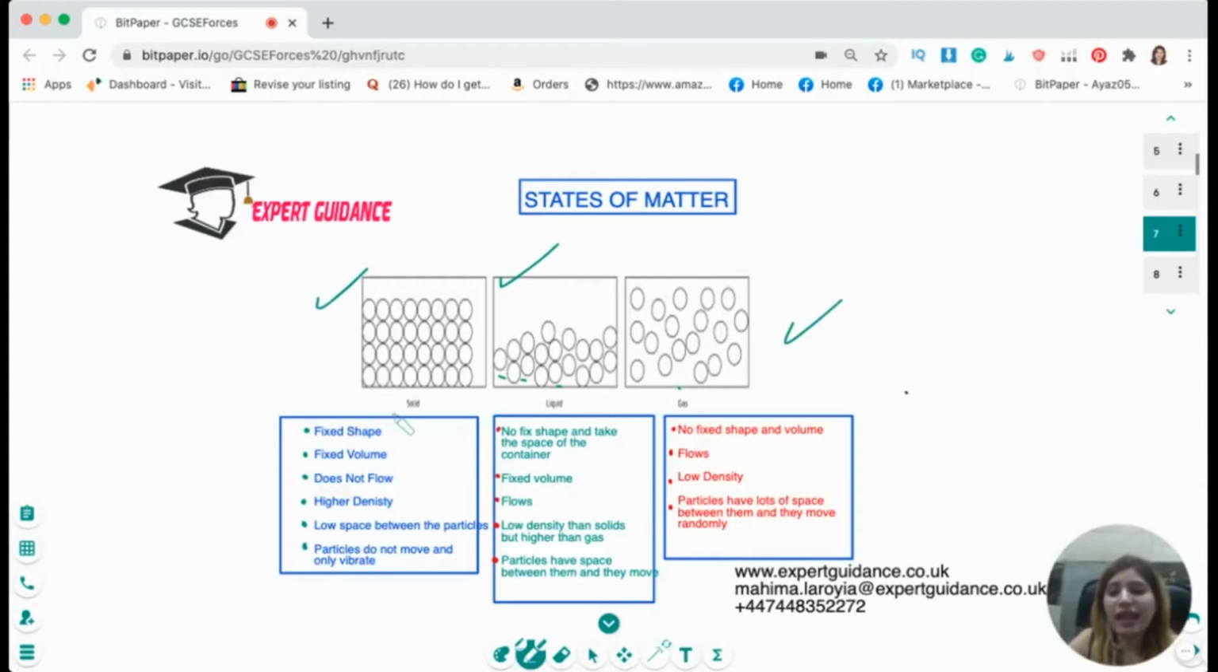So for solid, they have fixed shape, they have fixed volume, they do not flow, they have a high density, there's a low space between the particles, and particles cannot move, they can only vibrate.